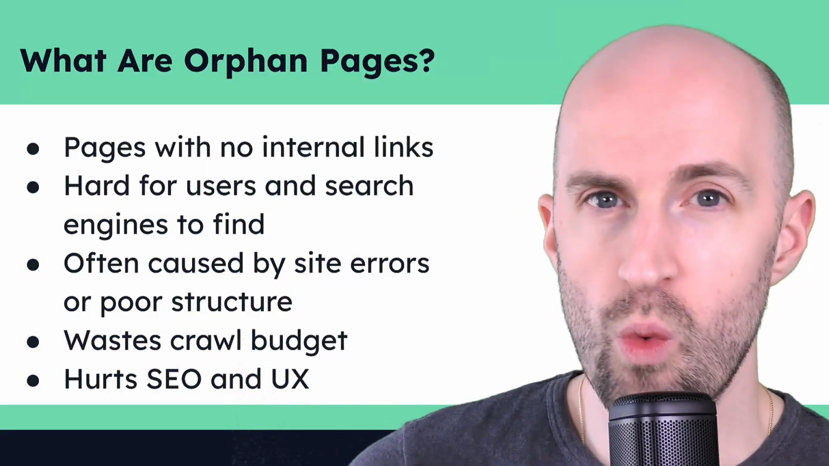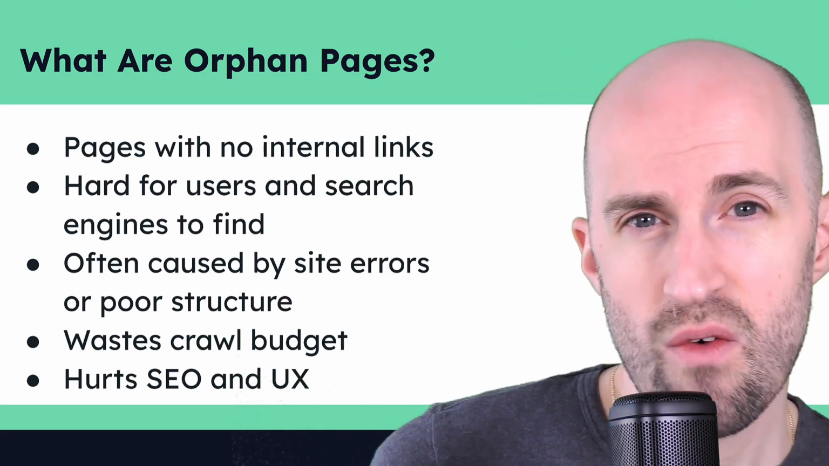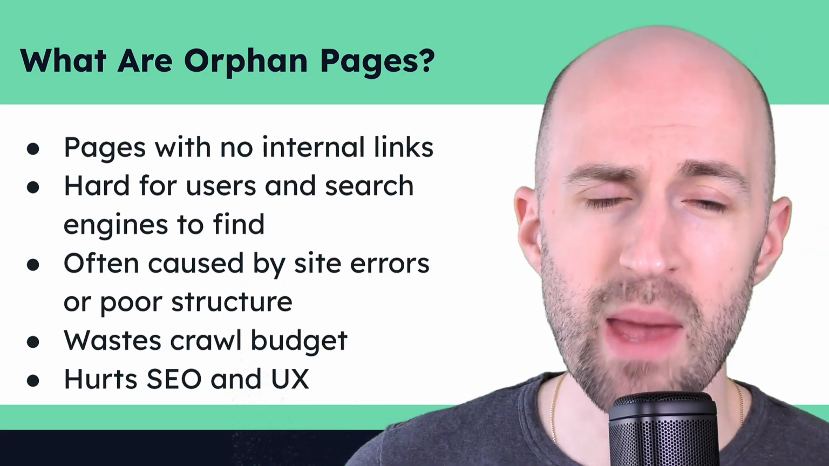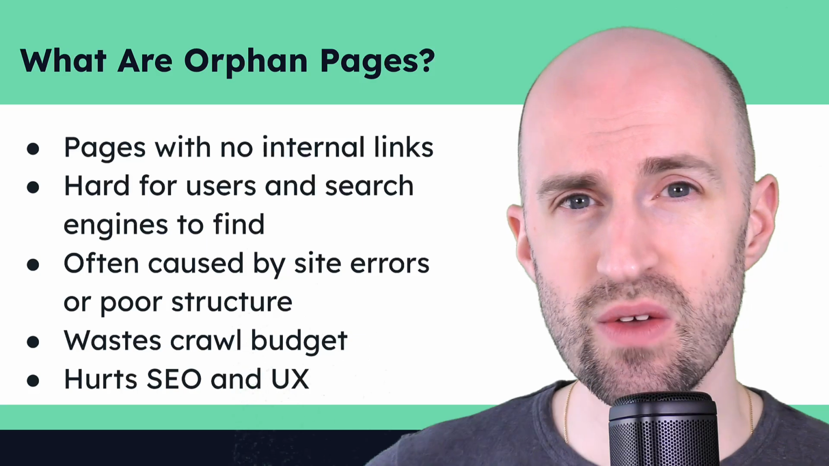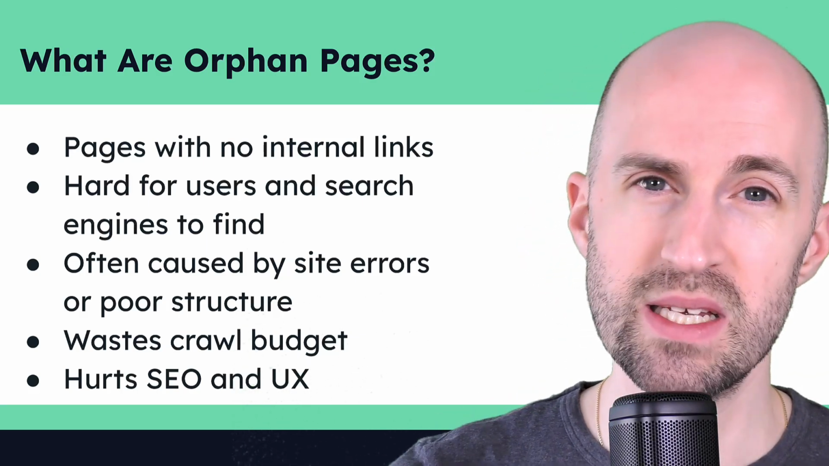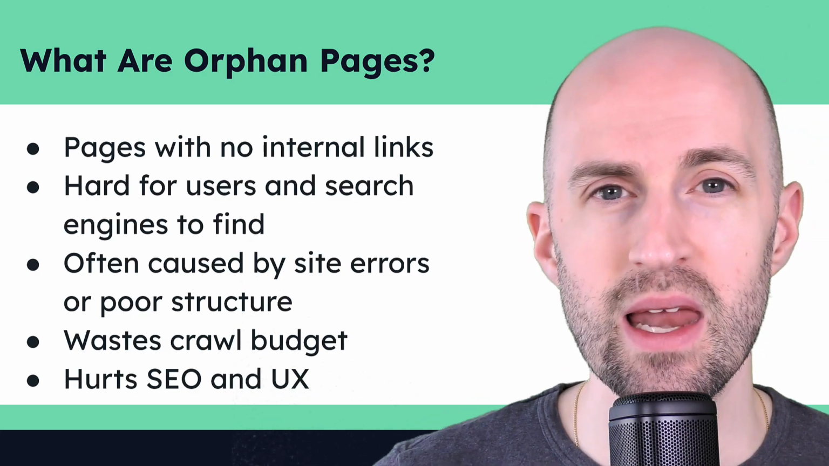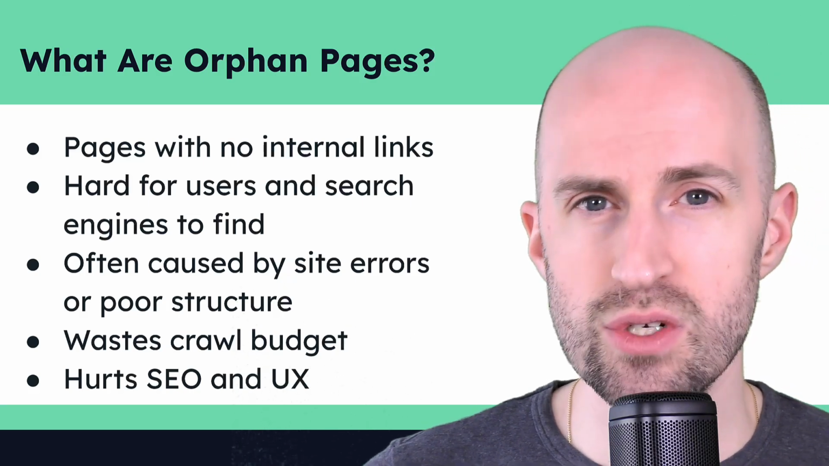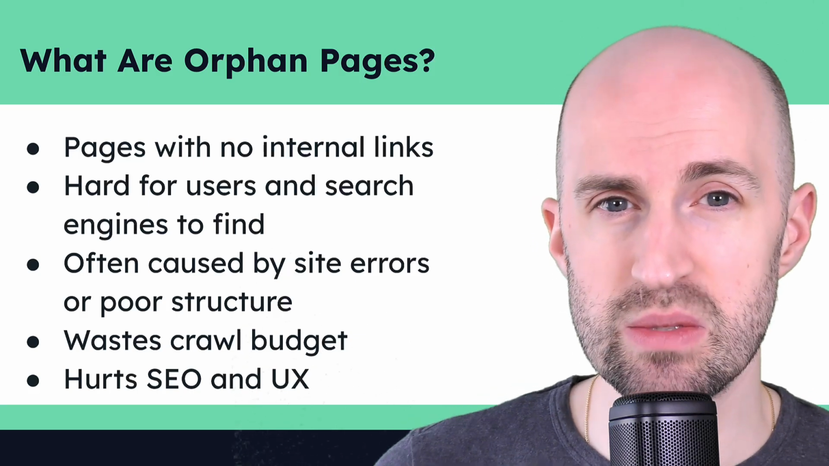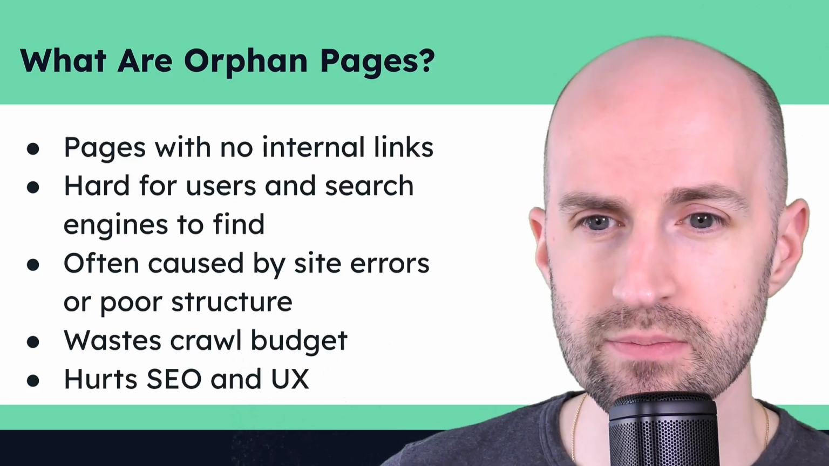So what are orphan pages? Basically, they're pages with no internal links. And an internal link is a link from one page on your website to another page on that same website. It makes it hard for users and search engines to find that page. Orphaned pages are often caused by site errors, technical errors, or a poor structure on the site itself. It wastes Google's crawl budget and other search engines' crawl budget, and overall just hurts your SEO and user experience. So it's really important to avoid orphan pages if you can.